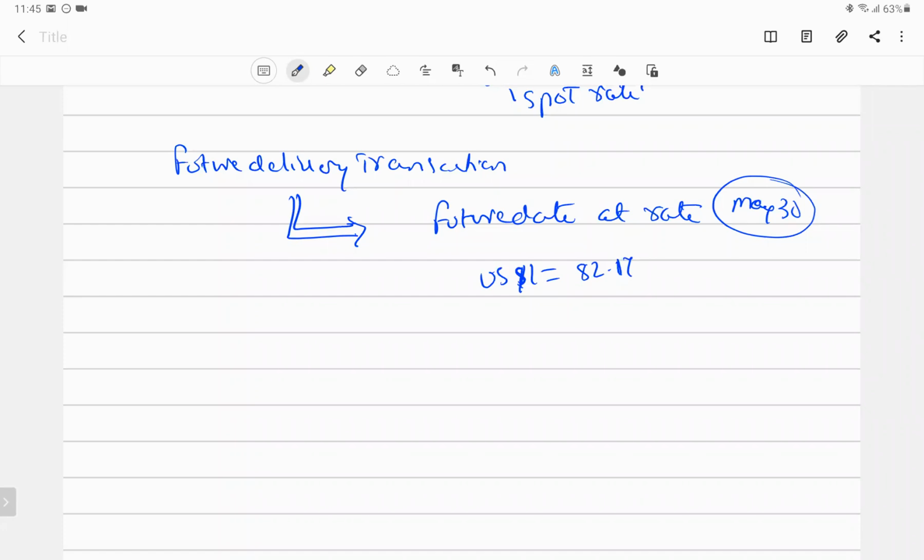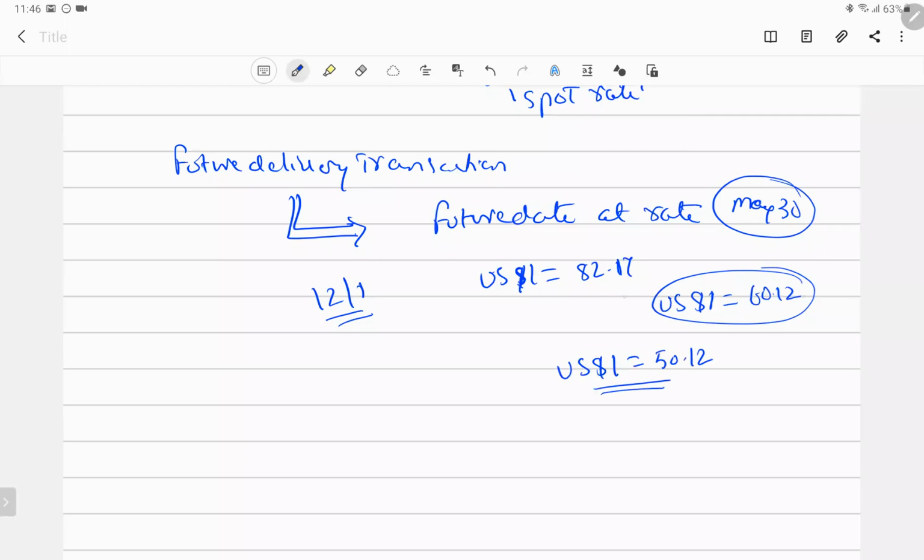So you have a forward contract with me on today's date. Today is 12th, so on 12th of January we both had a contract. And we have decided that on May 30th, whatever the rate of the US dollar, suppose it comes around 60.12, at this rate we will be exchanging the differences of the currency value. So on May 30, suppose it is going below 50.12, I'll be the loser and you'll be the beneficiary.